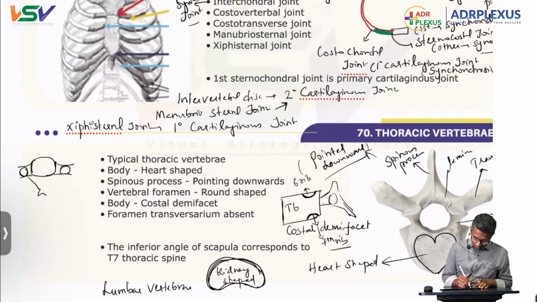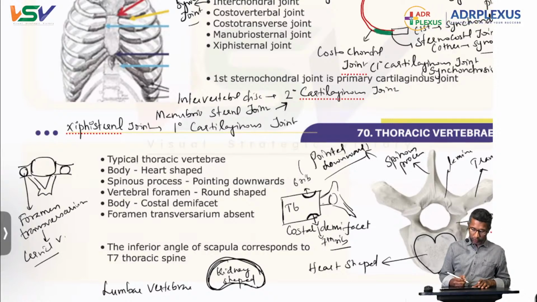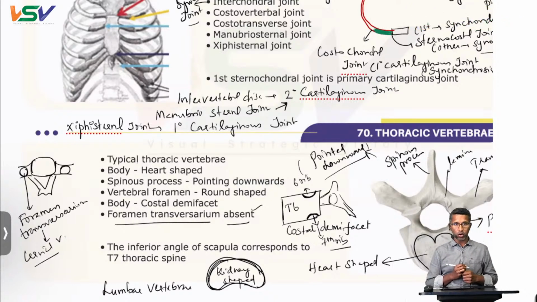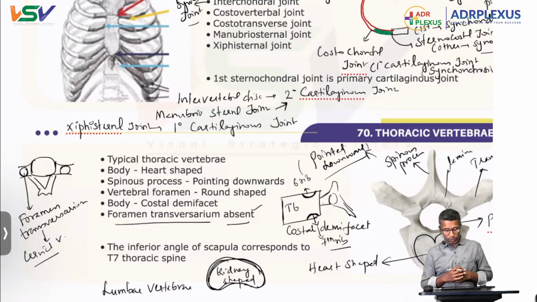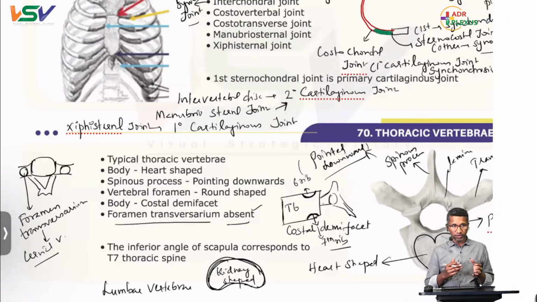If you have a foramen transversarium, then that is a cervical vertebra. But the foramen transversarium is absent in the thoracic vertebra. All are very, very important points. So when you talk about the vertebrae, they can ask you to differentiate the vertebrae.